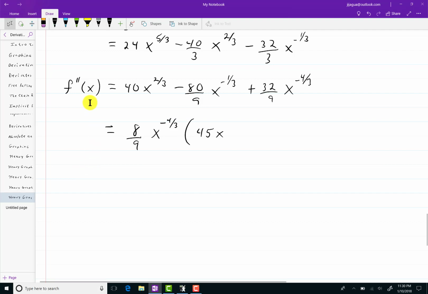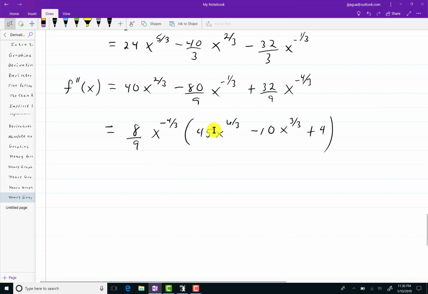Remember how this goes. 2/3 plus 4/3 will be to the 6/3. Then I'll have minus 10 x to the 3/3, and then finally plus 4. And once again, this provides us with a critical number of 0 because it's not defined there.